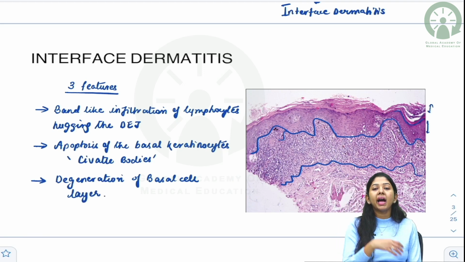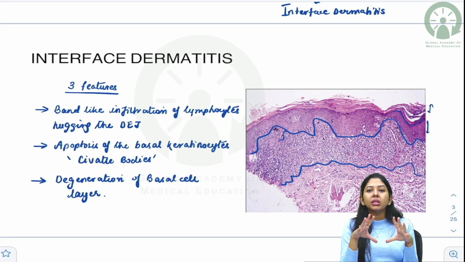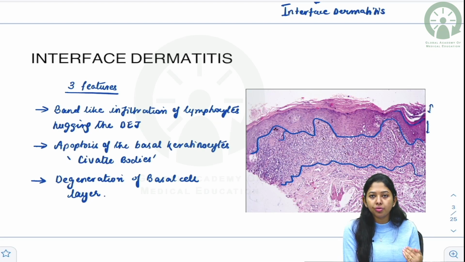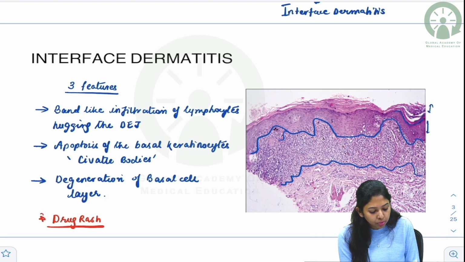So basically this band like infiltration that is hugging the dermoepidermal junction is causing degeneration of the basal cell layer and apoptosis of the keratinocytes of the basal cell layer. So interface dermatitis is a broad term. It's a histopathological picture where you get these three findings. So it's found in lichen planus. Apart from that, interface dermatitis is also found in drug rashes. Okay, you get it in drug rashes. You get it in erythema multiforme, FDE. You also get interface dermatitis in drug rash.